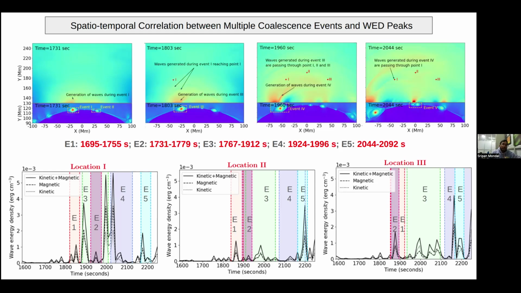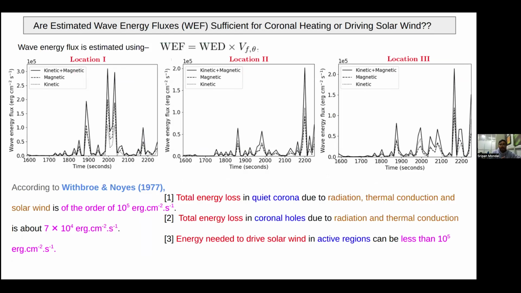So since we have wave energy density and also the phase speed, we calculate the wave energy flux using this formula, and then we see that the wave energy flux comes out to be of the order of 10 to the power 5 erg cm^-2 s^-1. Now the question is whether it is sufficient for coronal heating or driving the solar wind.